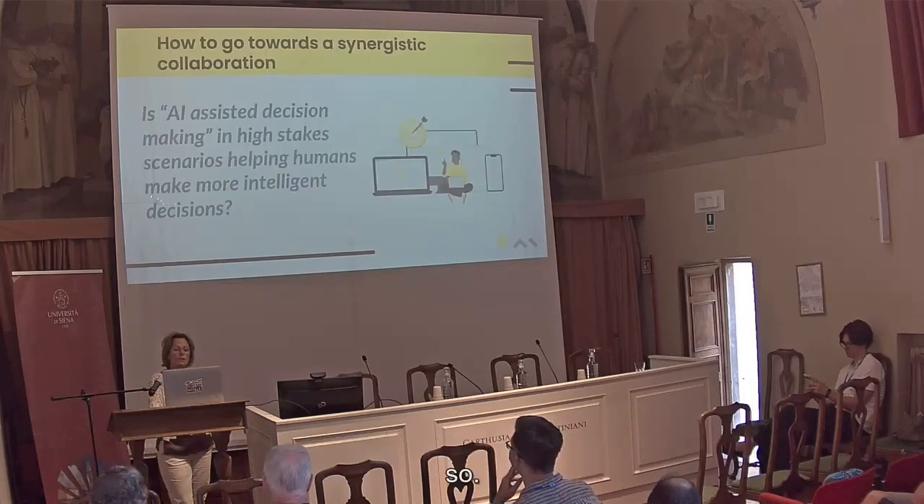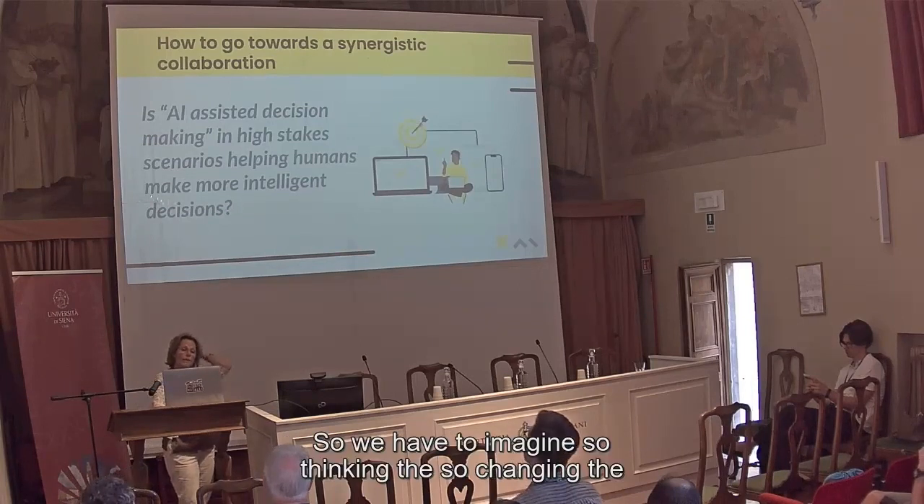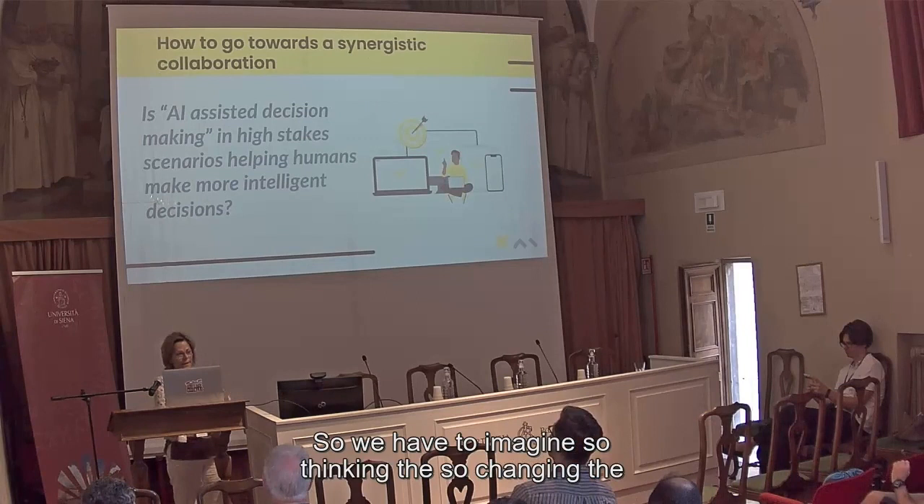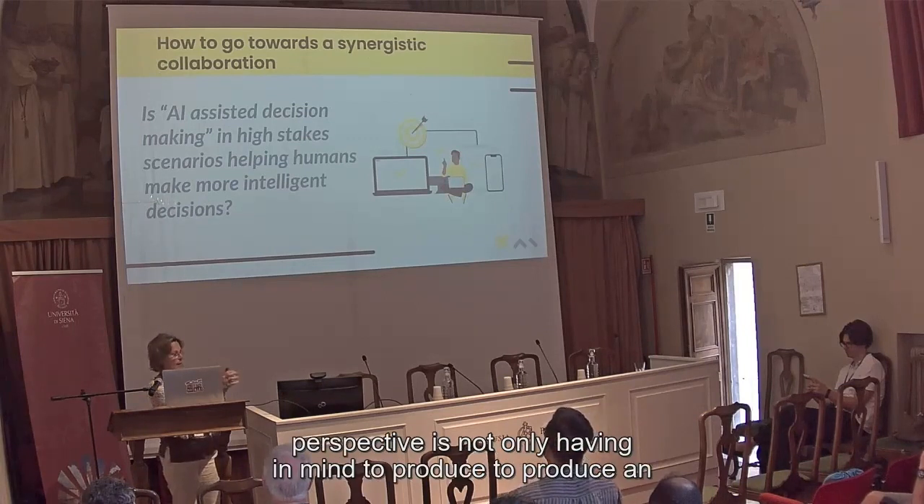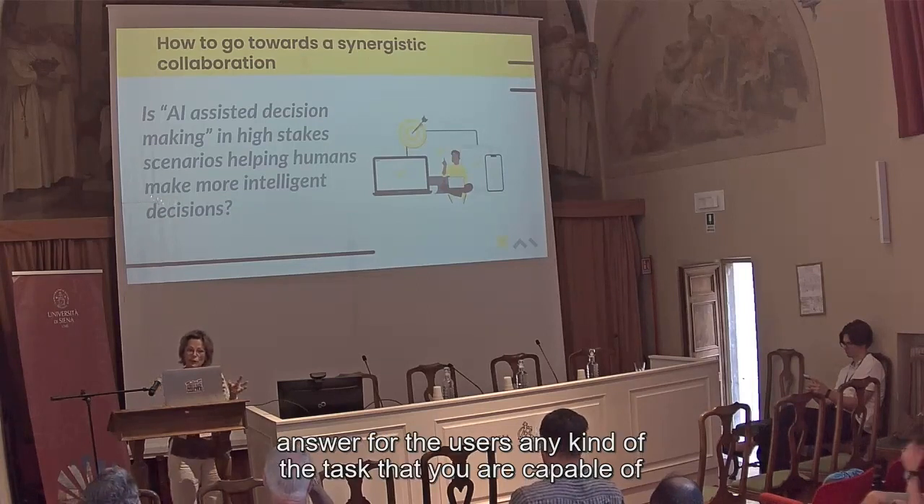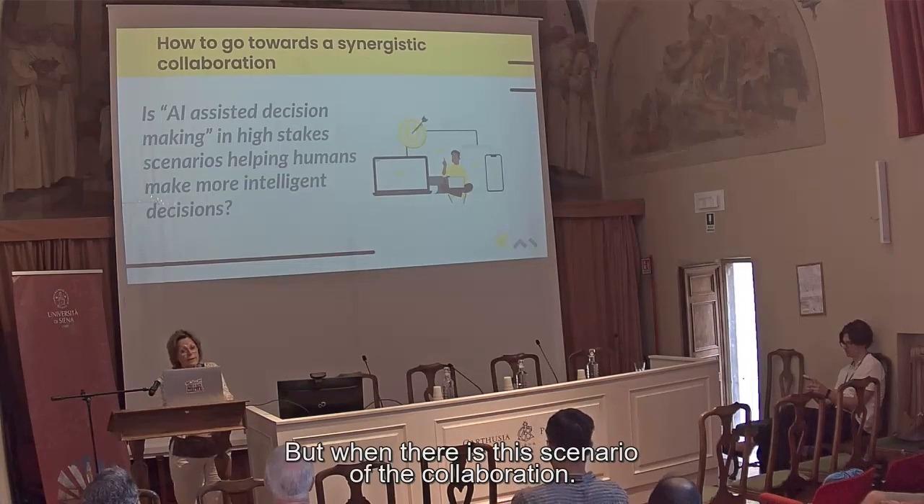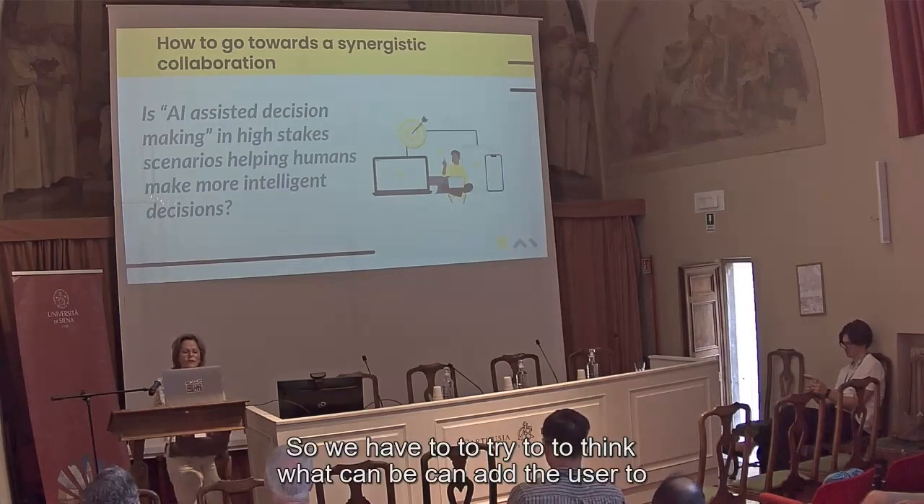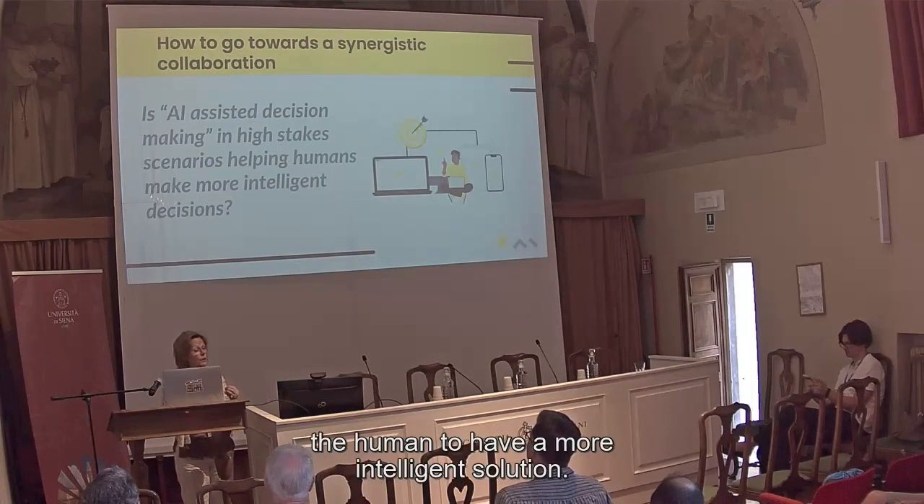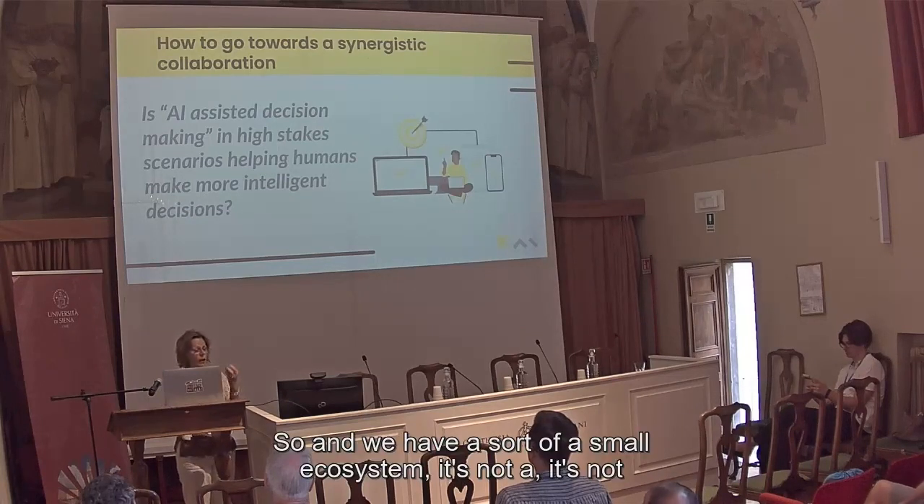That is the way we give it, it's important. So we have to imagine changing the perspective. It's not only having in mind to produce an answer for the users, any kind of the task that we are capable of thinking, but when there is this scenario of the collaboration, we have to try to think what can help the user, the human, to have a more intelligent solution. So we have a sort of a small ecosystem.